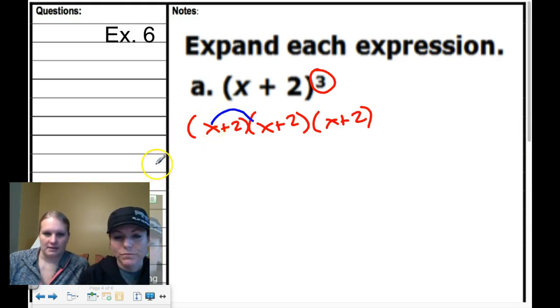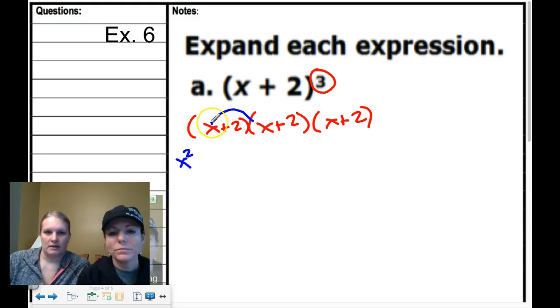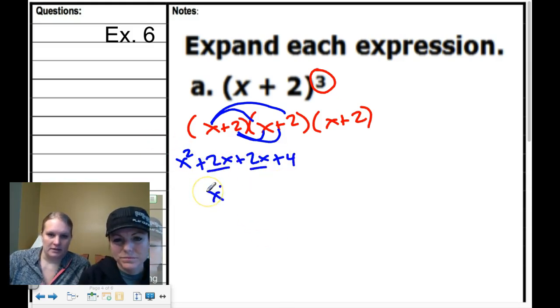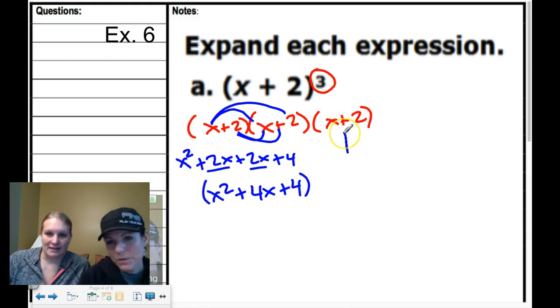x times x is x squared. x times 2 is 2x. 2 times x is 2x. And 2 times 2 is 4. I'm going to simplify this. So we have x squared plus 4x plus 4. Put that in parentheses, because now we have to multiply it by this.